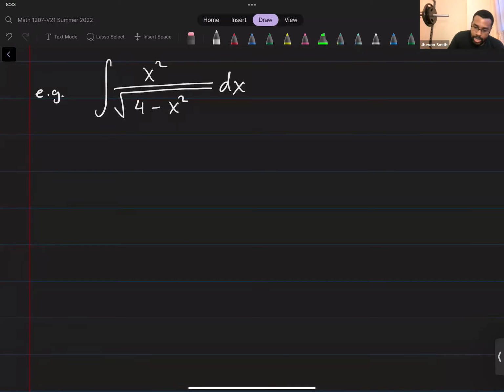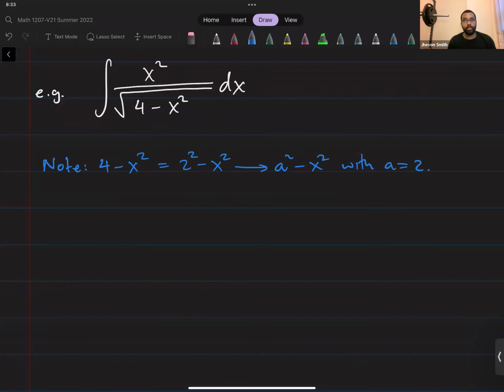Now, what you can realize is that this expression here, 4 minus x squared, I can think of as 2 squared minus x squared, which is like an a squared minus x squared with a equals 2. So that's the first thing you're going to notice: I can write the constant as a square. And by the way, it doesn't have to be a perfect square. If this were 3, I could just think of my a as radical 3 and nothing changes much, other than you're just writing down a radical for a constant, which doesn't affect anything much anyway.